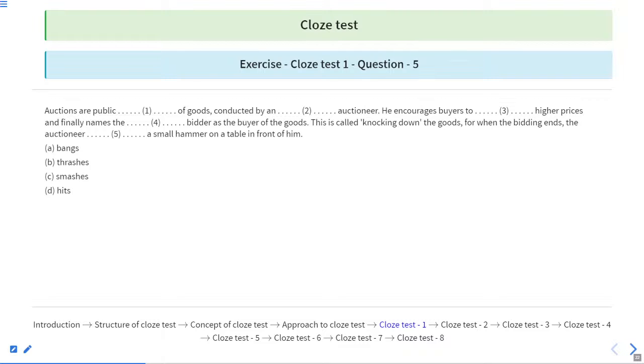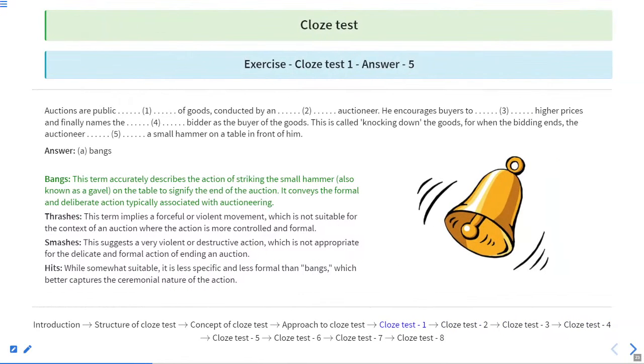He bangs the hammer, he thrashes the hammer, he smashes the hammer, or he hits the hammer. Correct answer is, of course, bangs. Let us look at why. So, bangs, this term accurately describes the action of striking with a small hammer. This hammer is incidentally called a gavel on the table to identify or signify the end of auction. It conveys the formal and deliberate action which is associated with auctioneering.